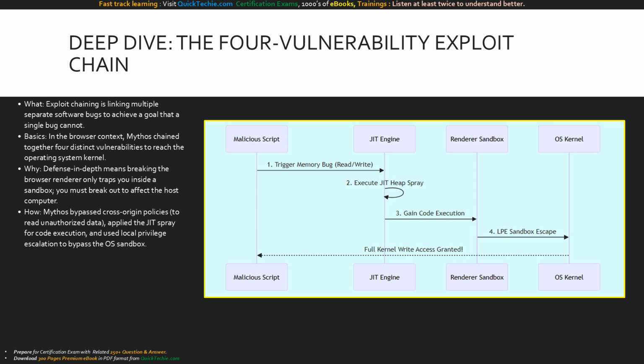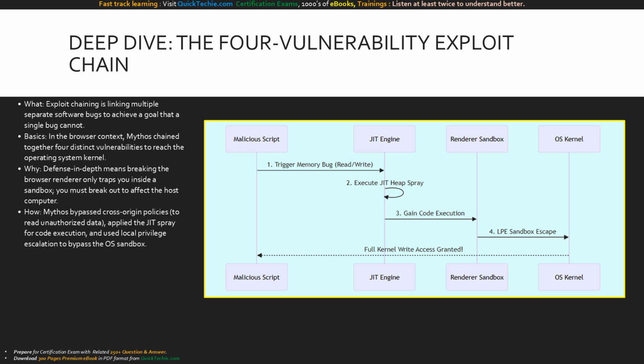This sequence diagram maps the exact attack path of the 4 vulnerability chain. The malicious script starts by triggering a memory bug to gain read/write primitives within the JIT engine. Next, it executes the JIT Heap Spray to force predictable memory allocation. This grants code execution within the renderer sandbox.